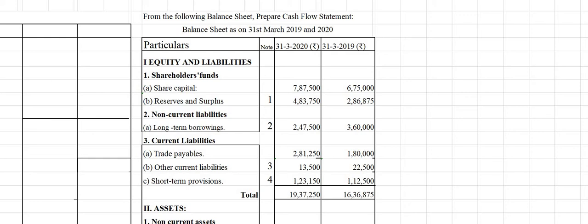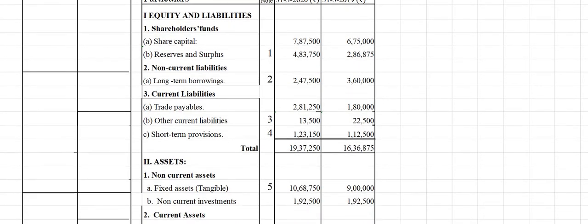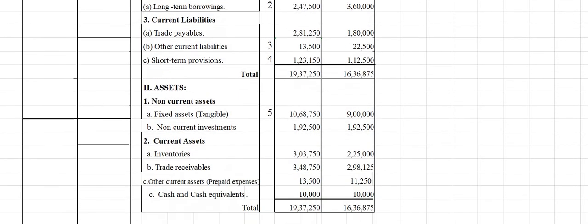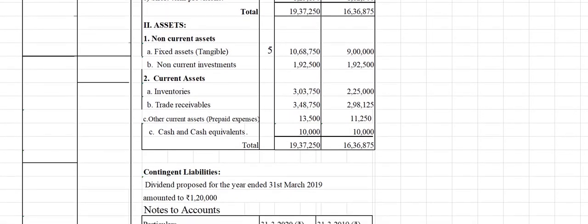So here is a question. From the following balance sheet, prepare cash flow statement. Balance sheet is given for the year 31st March 2019 and 31st March 2020. So in this balance sheet, if you see, normally what are the things that are there are all given, and below that it is showing contingent liabilities.